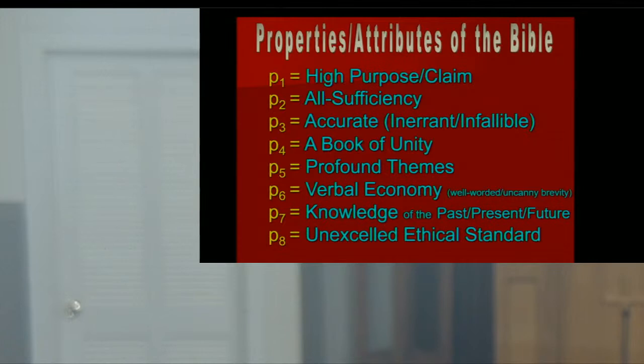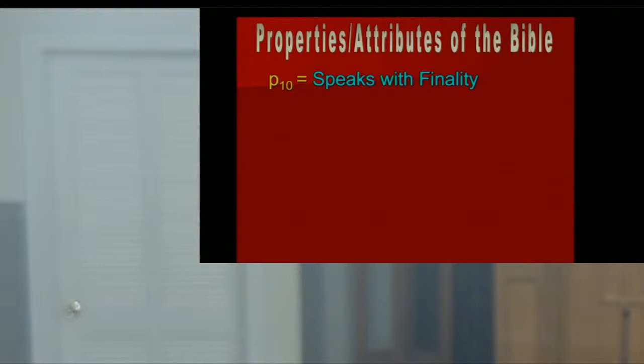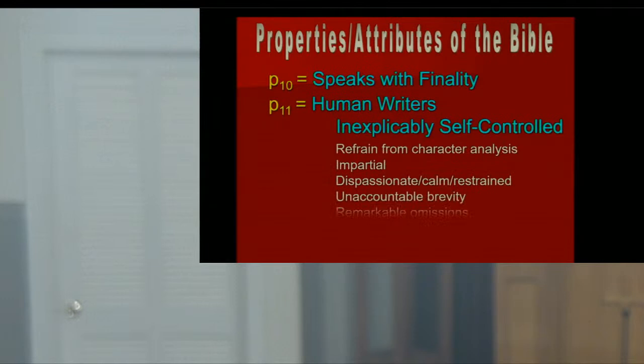Property 8, unexcelled ethical standard. It excels all other ancient books in terms of ethics. Number 9, it speaks authoritatively. Number 10, it speaks with finality. Number 11, the human writers show certain attributes. We'll look at these in more detail coming up.